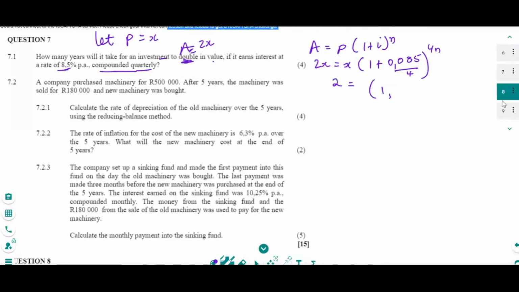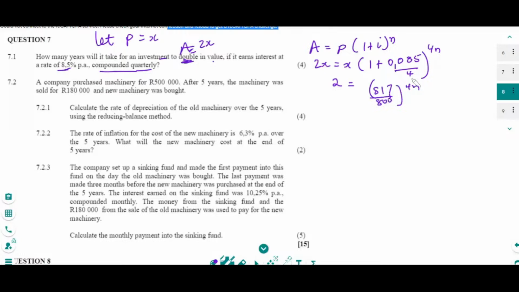Some people would prefer to use the common fraction, and others would prefer to use the decimals. The choice is entirely yours. So if I choose to use the common fraction, I'll have something like 817 over 800 to the exponent of 4n.